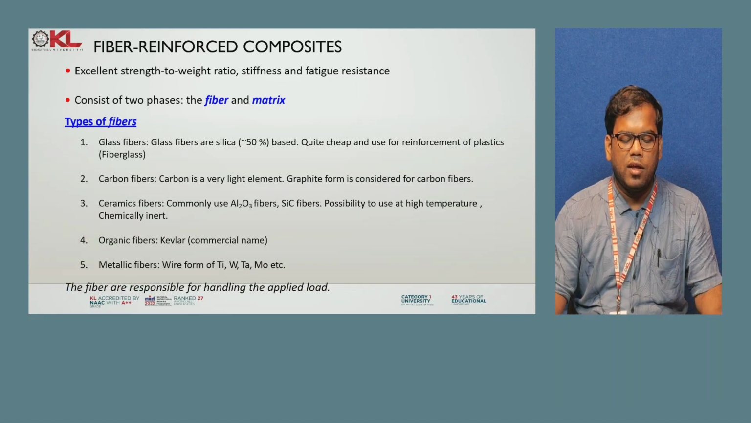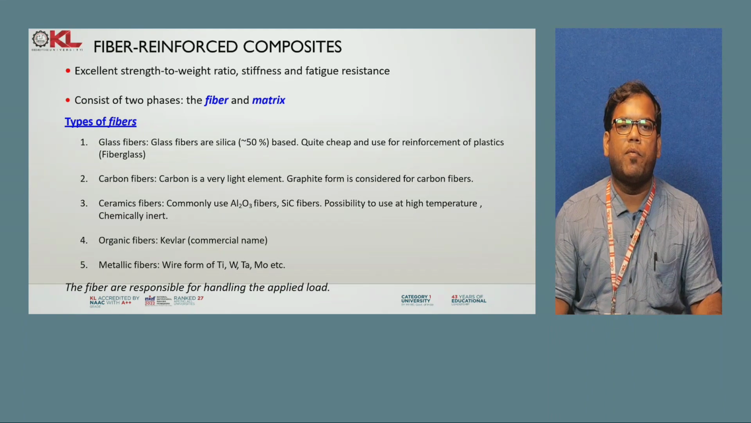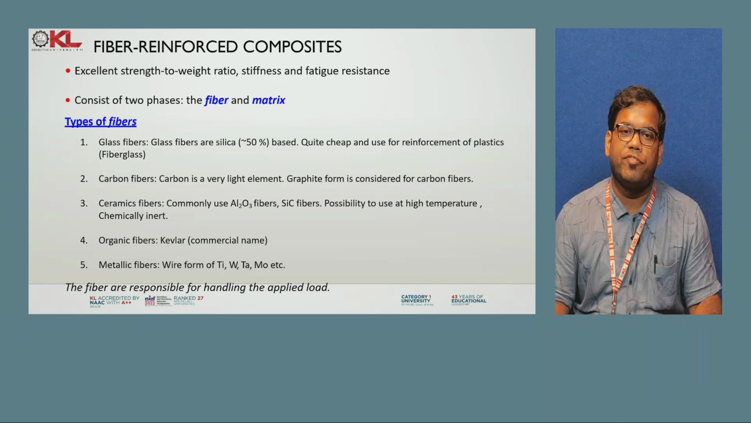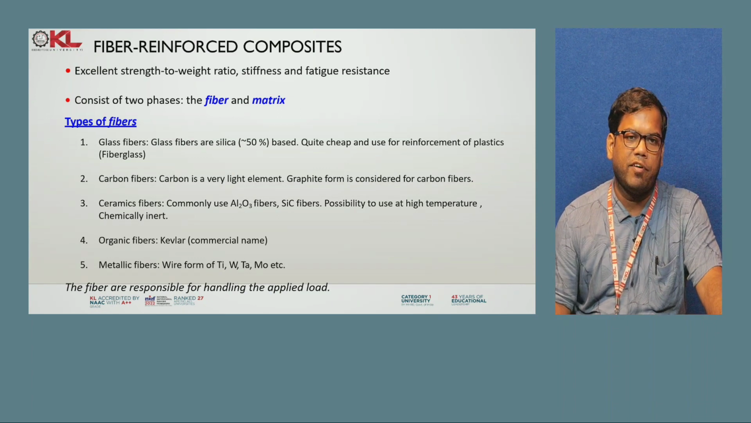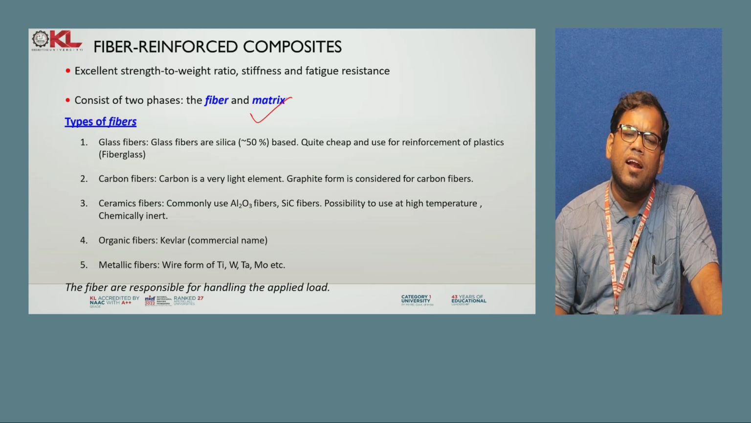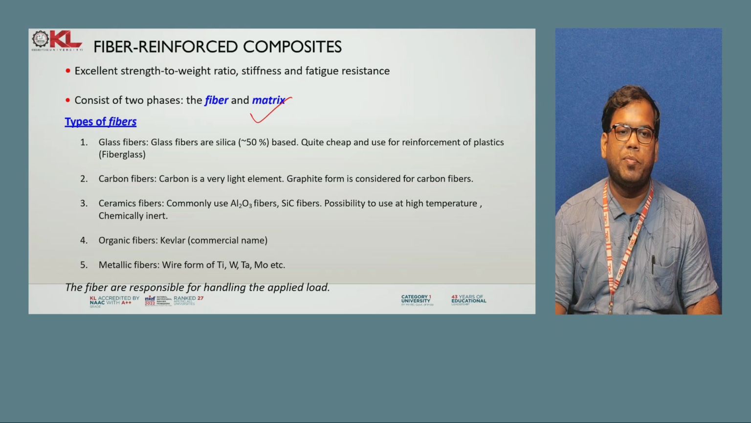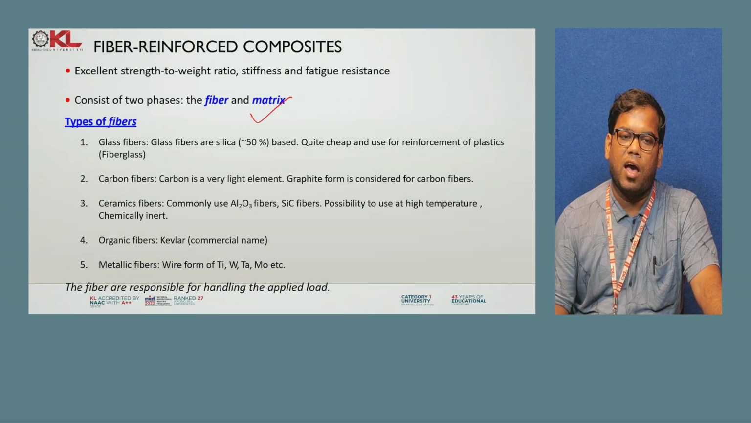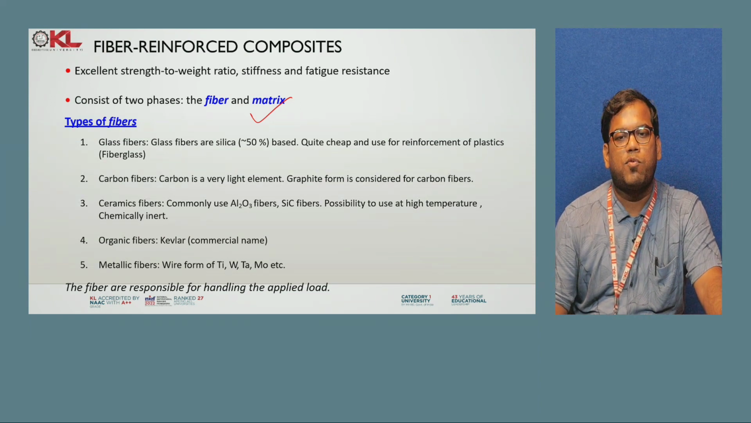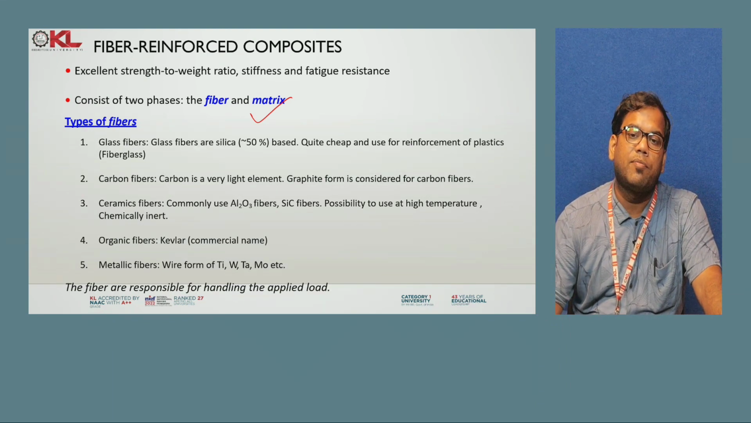Now the first one, the fiber reinforced composite. Fiber reinforced composite will provide excellent strength to weight ratio, stiffness, and fatigue resistance. So fiber composite consists of two phases, fiber as well as matrix. There are different types of fiber that can be used for the fabrication of composite material: glass fiber, carbon fiber, ceramic fiber, different organic fibers, metallic fiber. Glass fiber is silica based. These are quite cheap and provide excellent properties.